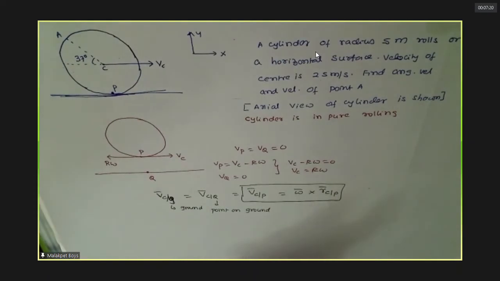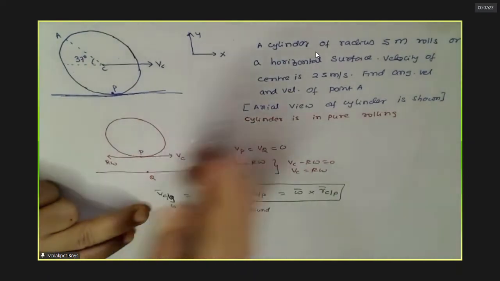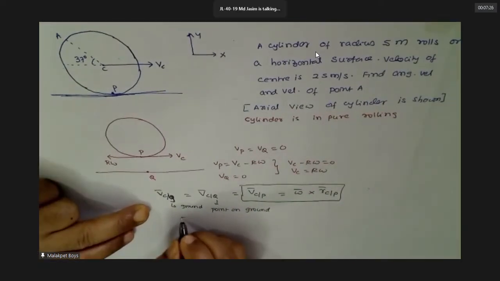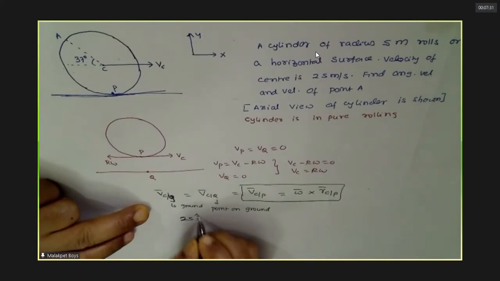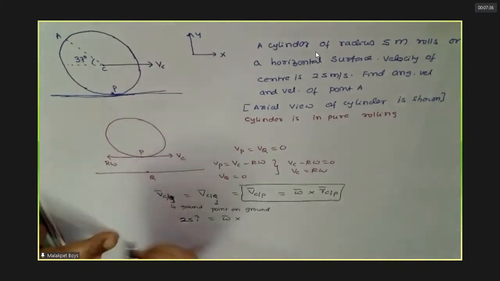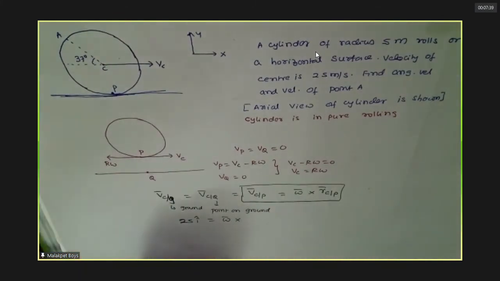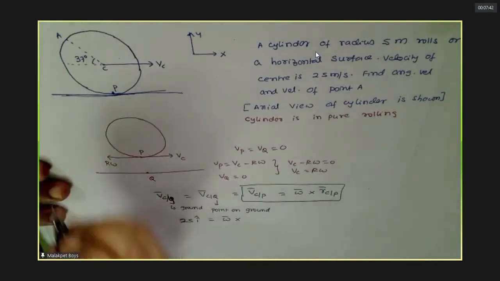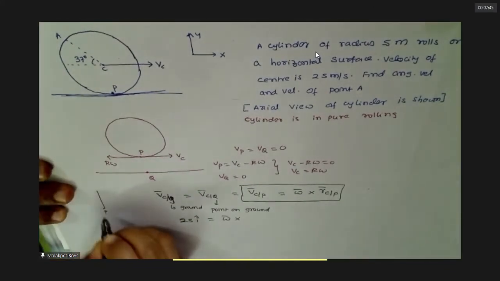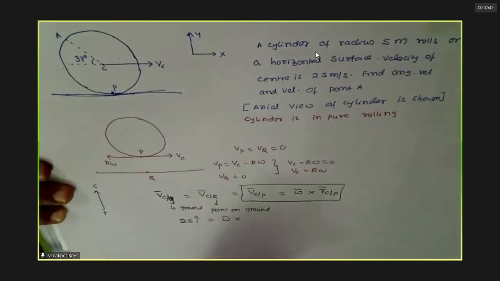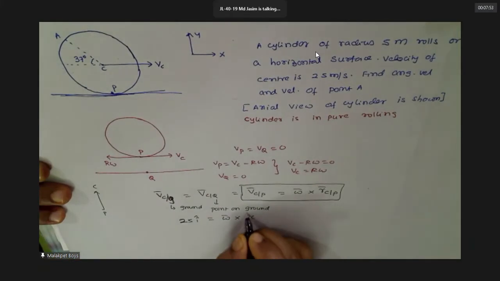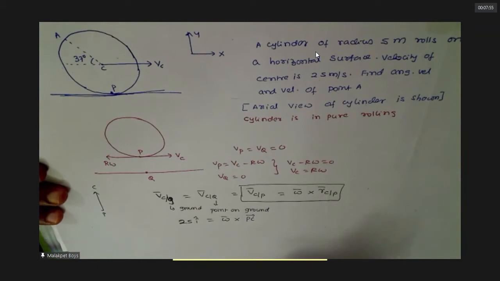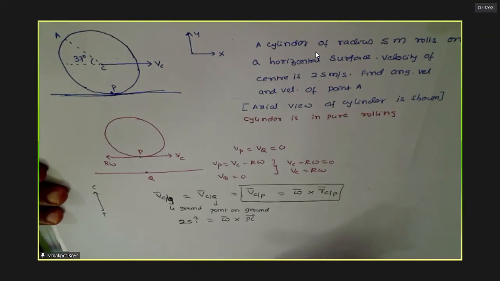That means what is the VCG he has given? 25. Omega we don't know. C with respect to P, that's what he is asking now. C with respect to P means the vector from P drawn to C.